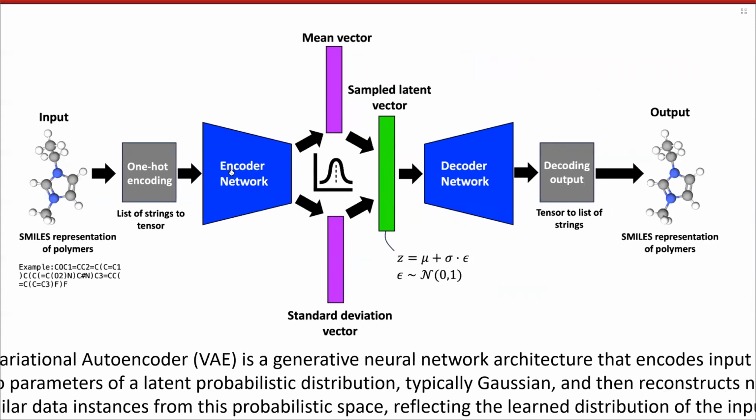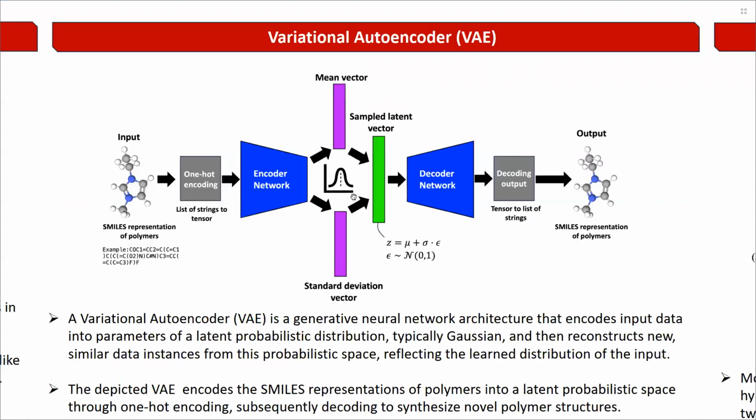Then we feed the matrix to the encoder, and the encoder tries to learn the mean and the standard deviation of the input. And then we use the learned distribution to sample a latent vector that we feed to the decoder, and then we get an output that is a matrix that we decode again to get this representation. And during learning, we try to reconstruct the input. And then after we finish learning, we can just use this distribution and sample new conductive polymers.